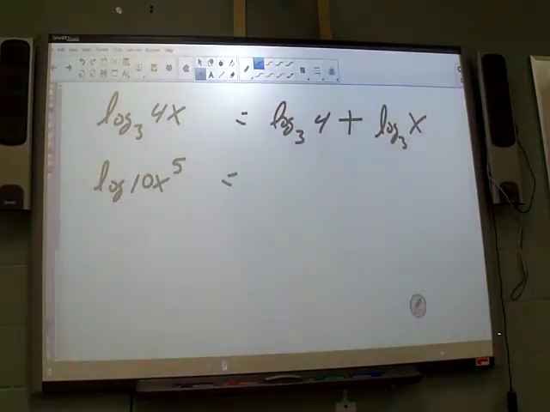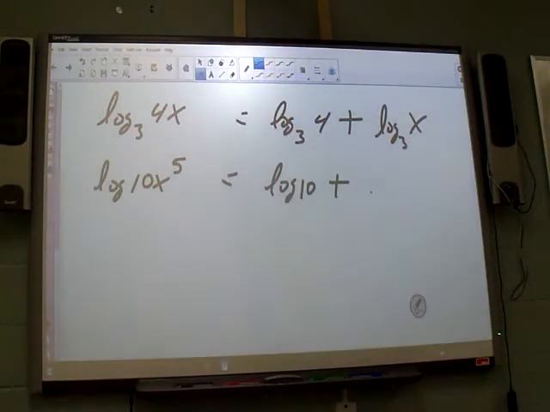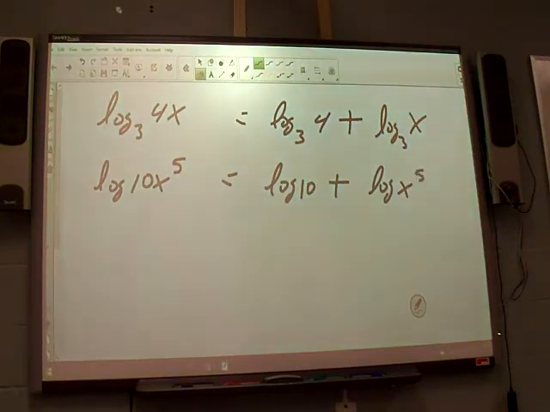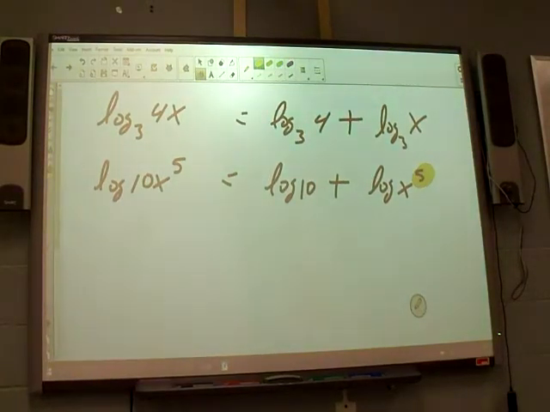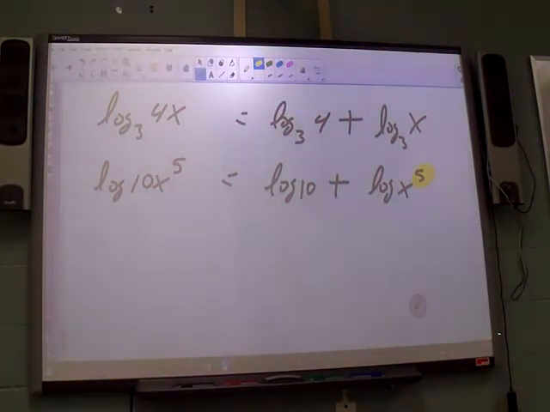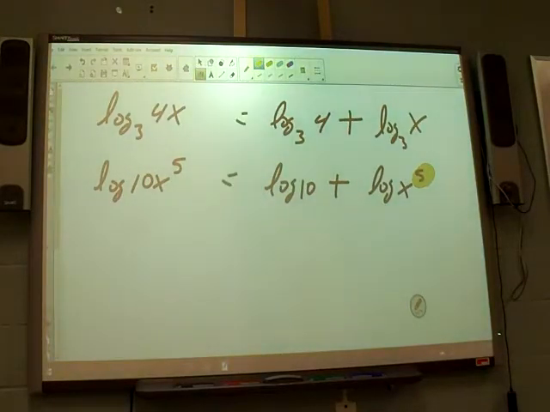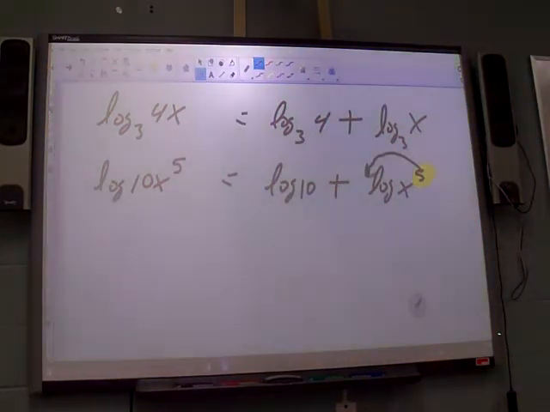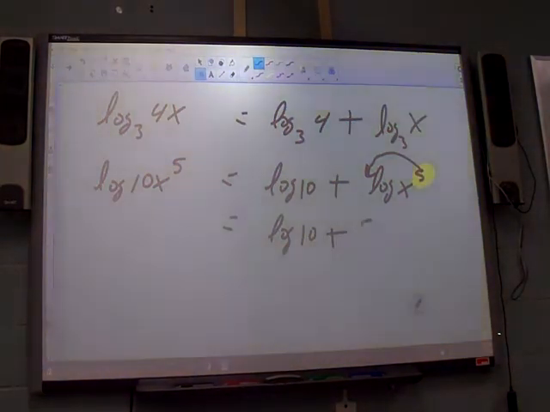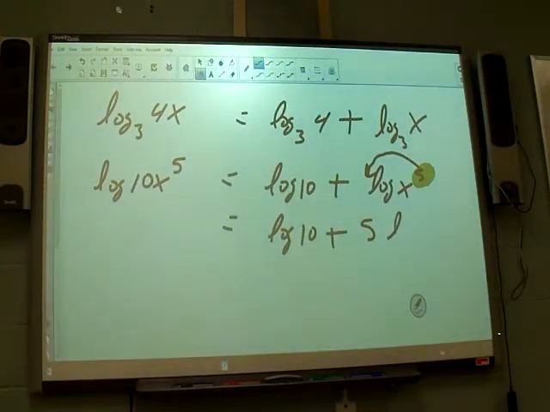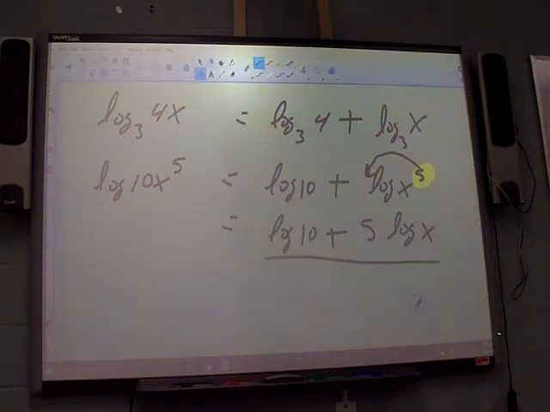This is the same as log of 10, product goes with addition, so plus log of x to the 5th, just like we did on the previous problem. But now we can go a step farther, because on the right side I can do the power property. The last one you wrote down says if you have an exponent, you bring it down to be a coefficient. So now we write log of 10 plus 5, I bring that exponent down, 5 log x. That would be your final answer.